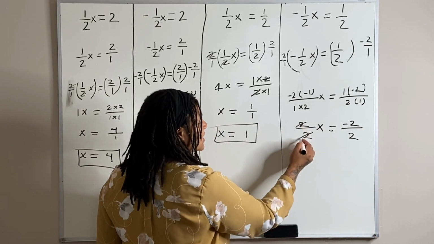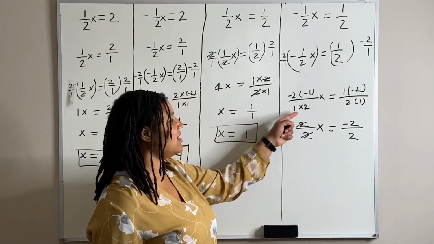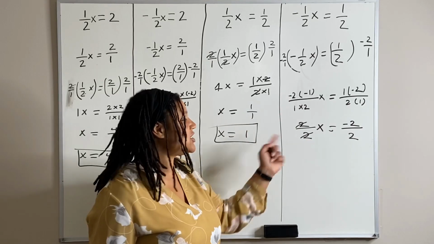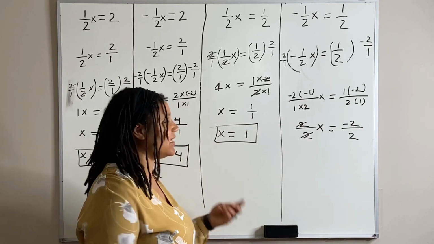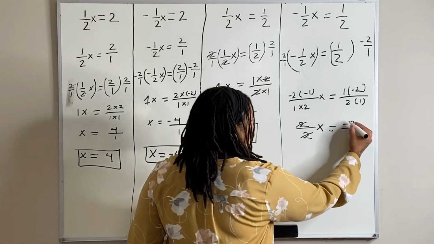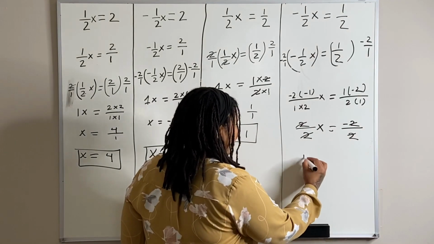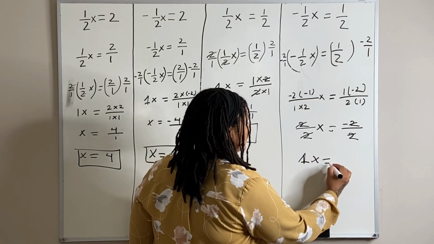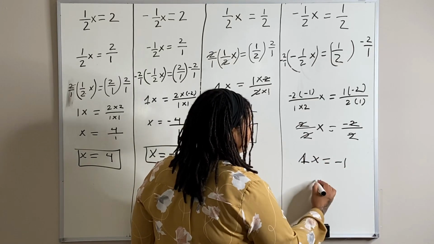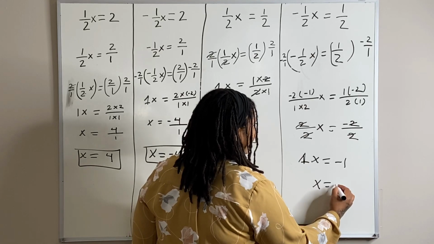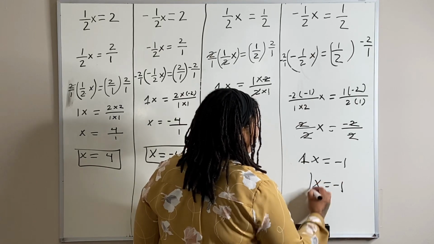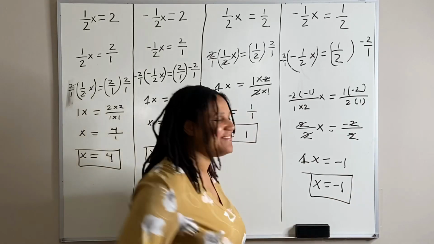Again, the 2's cancel, which we could have done in this step, but I just kind of wanted to show you an extra step. Why not? Okay, and then the 2's cancel here. Okay, so now we have 1x is equal to a -1, which means we have x is equal to a -1. There we have it.